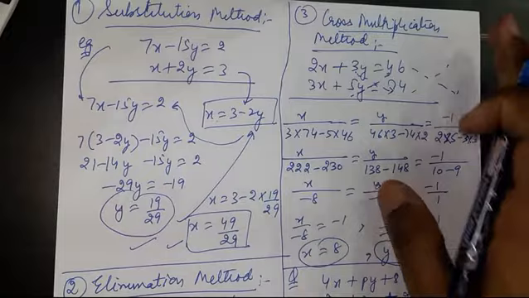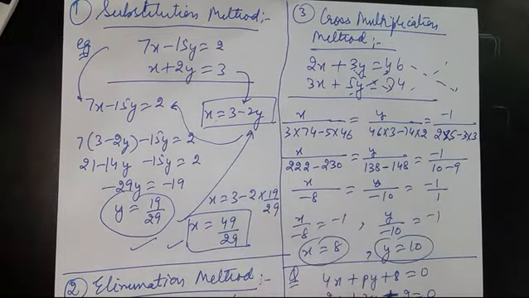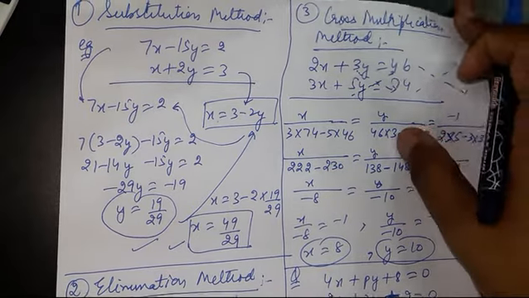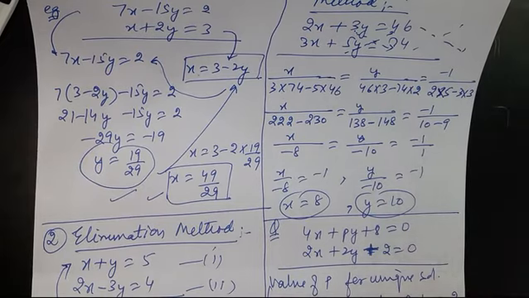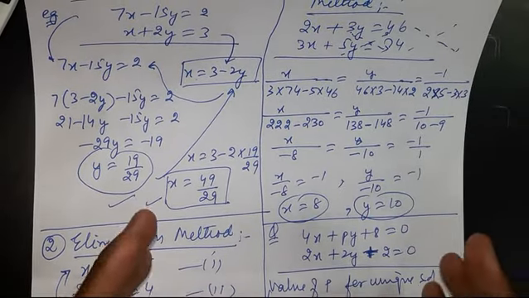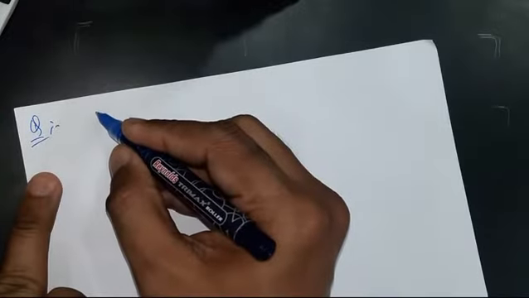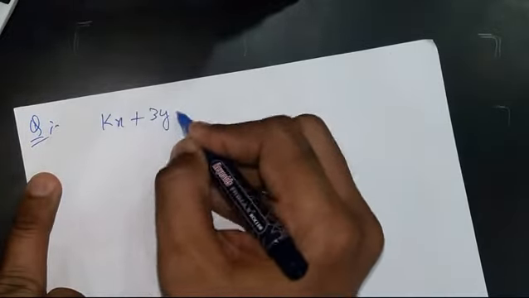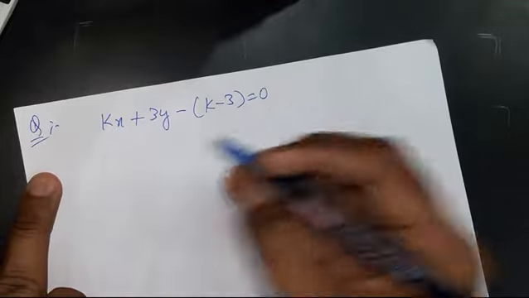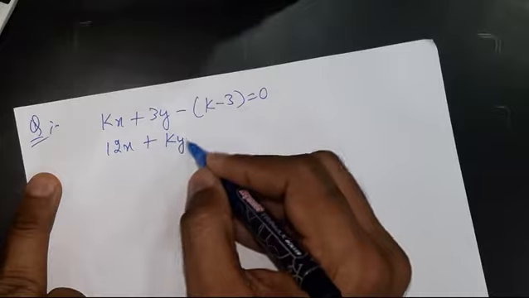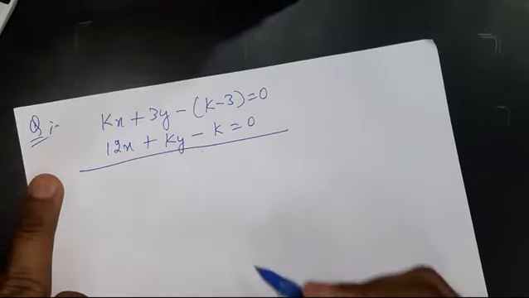So I have just taught you that three methods are there: substitution, elimination, and cross multiplication, to solve the equations, and how to know whether the equations have a unique solution, infinitely many solutions, or no solutions. Let us take some more examples here. Let us take some more examples like this. kx plus 3y minus k minus 3 equals 0. This is an equation. 12x plus ky minus k is equal to 0. This is the second equation.